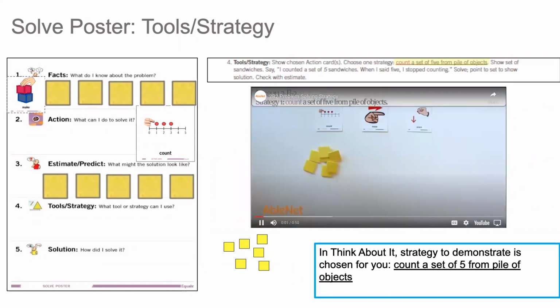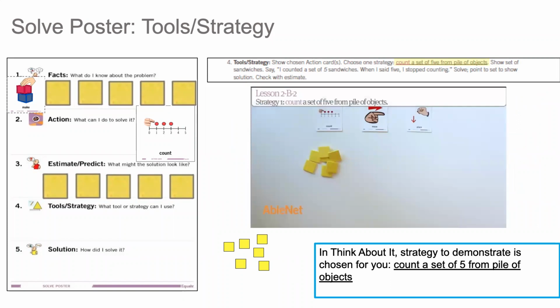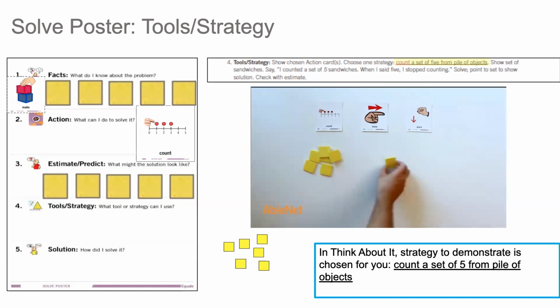For our first strategy, we're going to count a set of 5 from a pile of objects. The problem states Mrs. Lewis took her family to the beach. There were 5 family members. She needed to make sure that each person got a sandwich for lunch. How did Mrs. Lewis make the right amount of sandwiches?